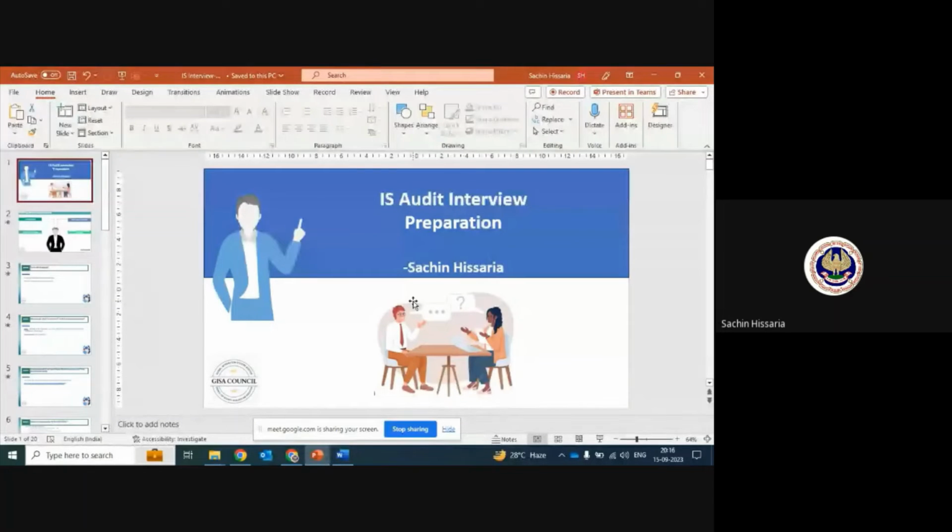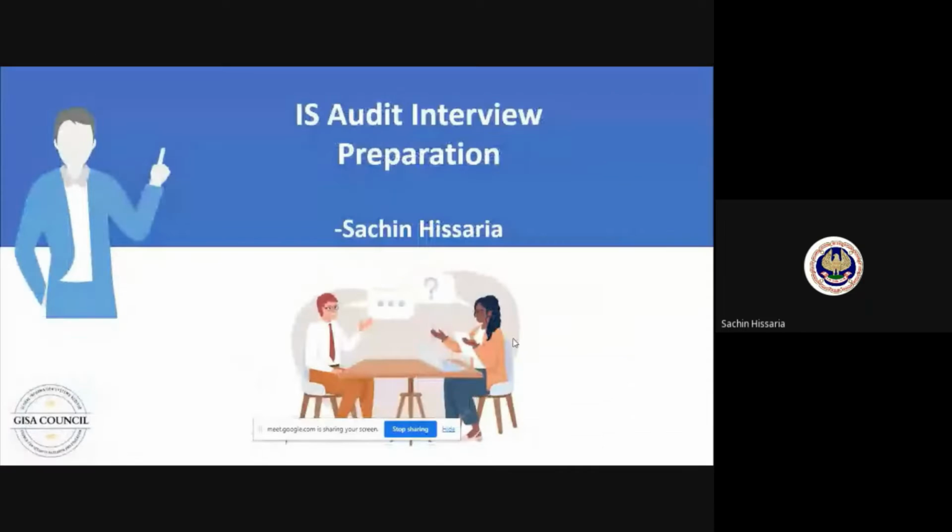So, in this session, we will be discussing some top IS audit interview preparation questions and answers. During this session, we will also discuss what the expectations of an interviewer would be whenever you appear for an IS audit interview, and what are the things that you need to take care of. So, we'll start with that.